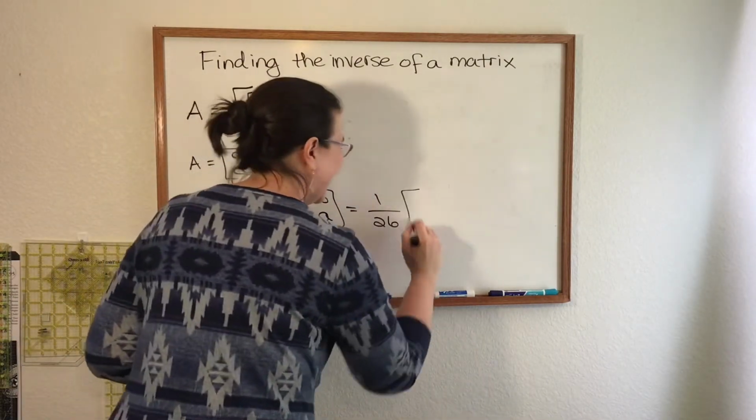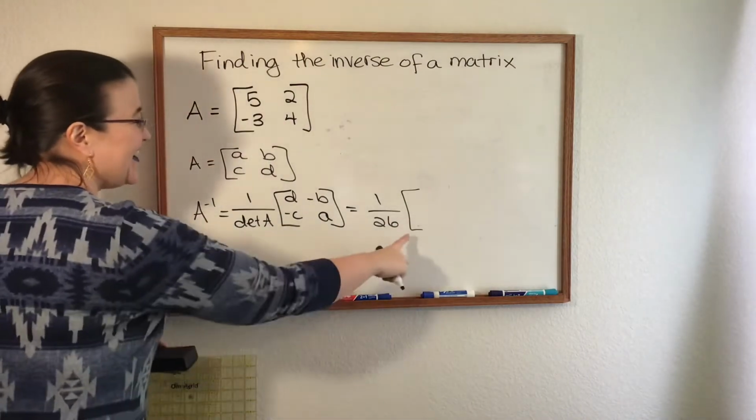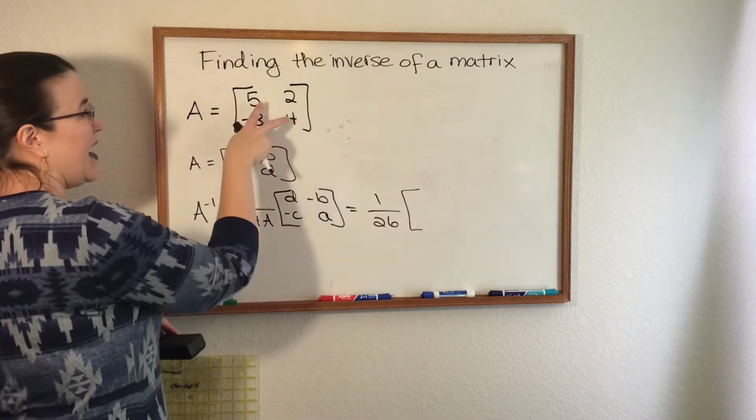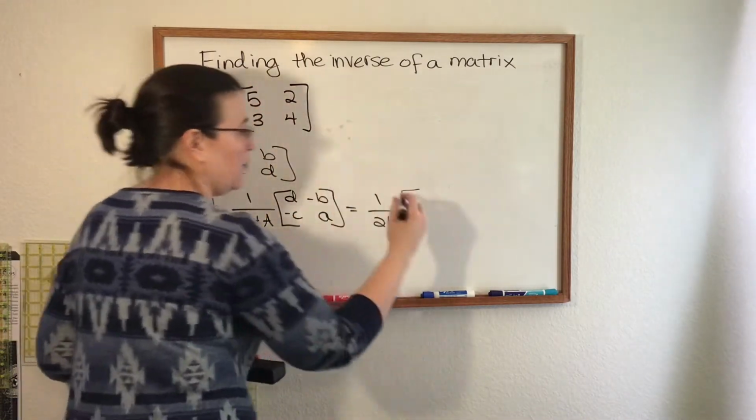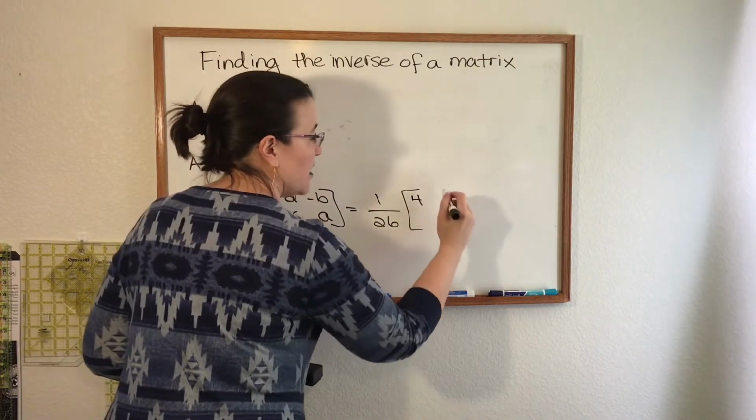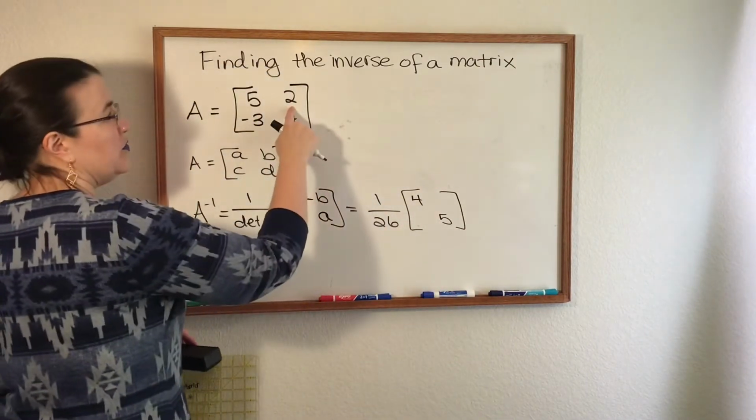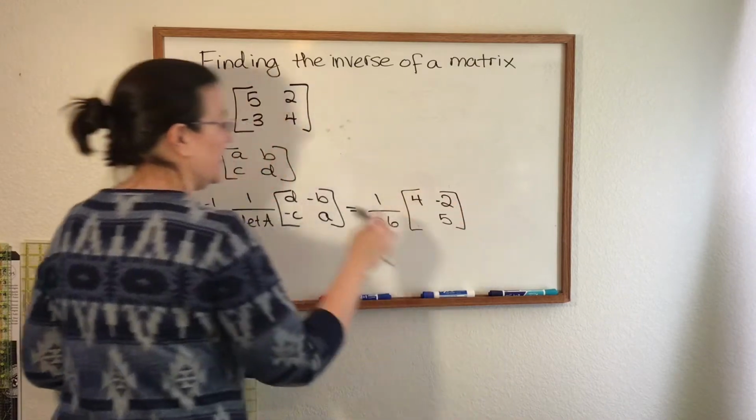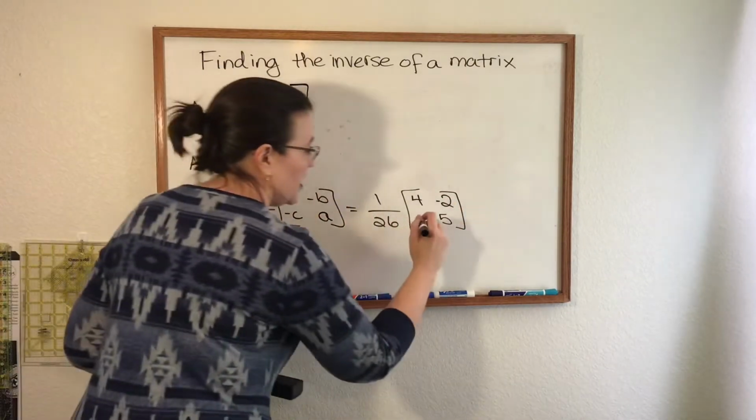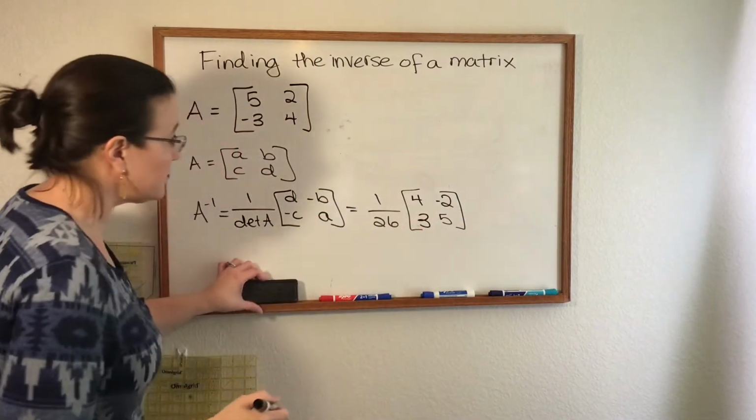All right, now what I'm going to do is I'm going to take my main diagonal and flip them. So the 4 is going to move where the 5 was, and the 5 is going to move where the 4 was. The 2 is going to change sign, so it's going to become a negative, and the 3 is going to change sign, so it's going to become a positive.